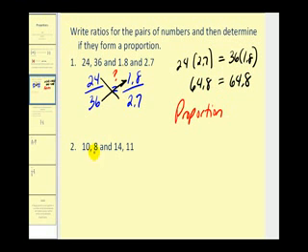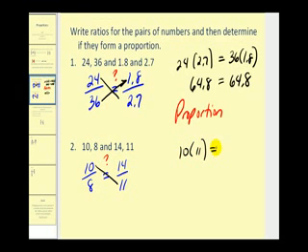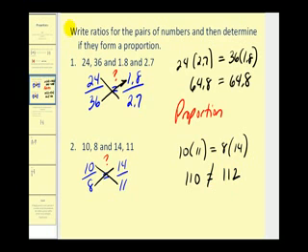For number 2, the first ratio would be 10 to 8, and the second ratio would be 14 to 11. And we want to know if this would form a proportion. And we can determine this by finding the cross products and seeing if they're equal. So 10 times 11 must equal 8 times 14 if we have a proportion. 10 times 11 would be 110. 8 times 14 would be 80 plus 32, or 112. Well, these aren't equal. Therefore, these ratios do not form a proportion.